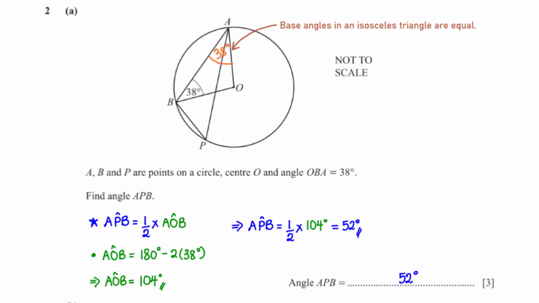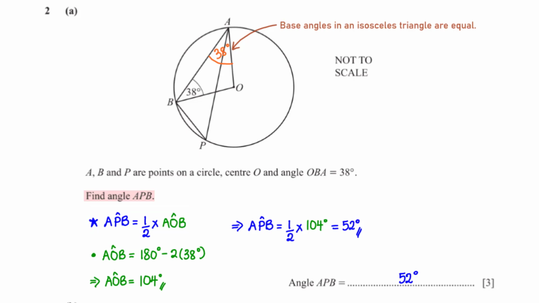A, B, and P are points on a circle center O, and angle OBA is 38 degrees. Find angle APB. Chord AB subtends angle APB at the circumference of the circle and subtends another angle AOB at the center of the circle. This means angle APB is half of angle AOB.